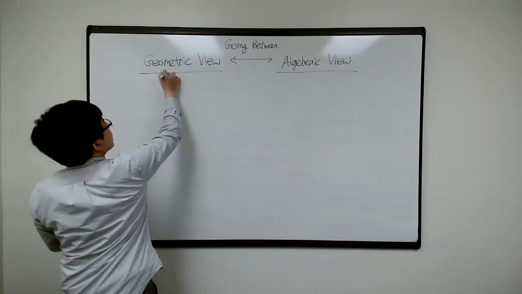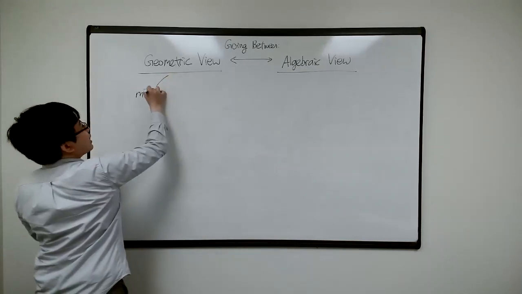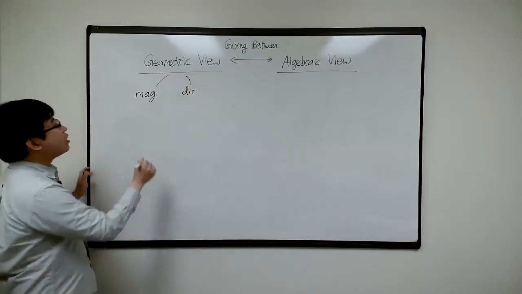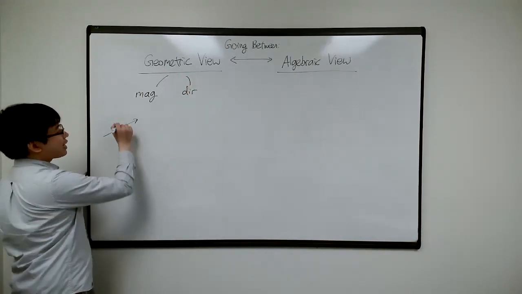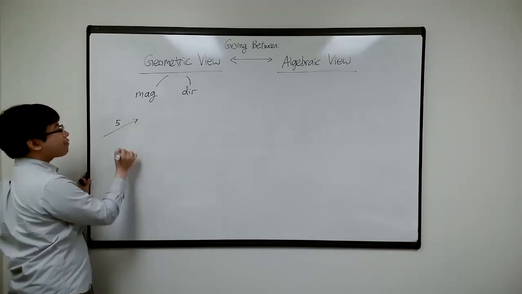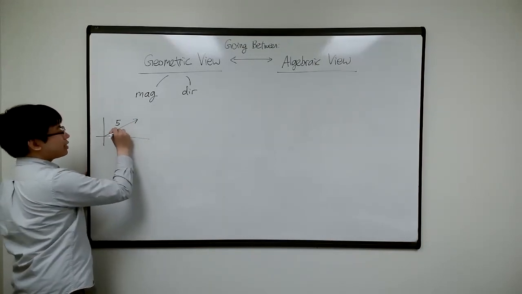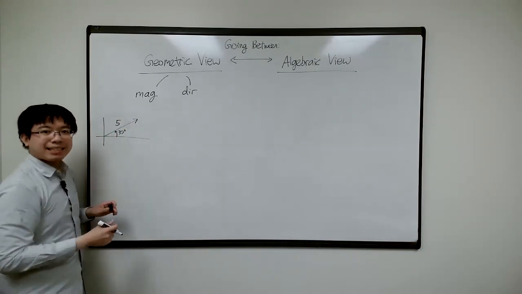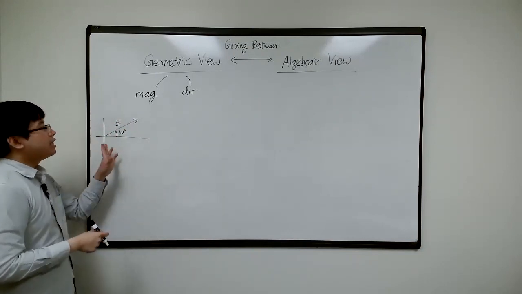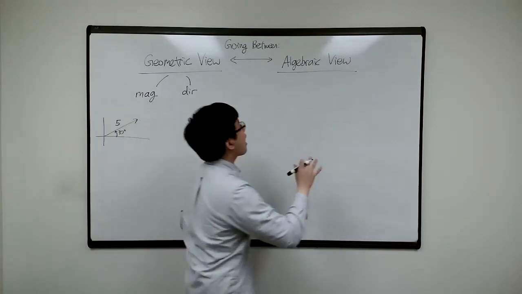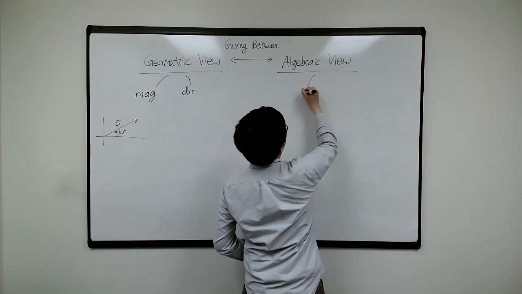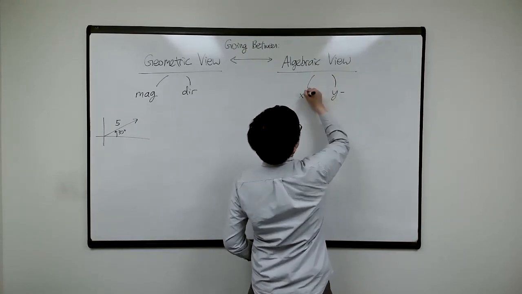Just to remind you, a geometric view means the vector is given by its magnitude and the direction. We talked about how we define that. For example, for this vector, I can say that it has a magnitude of 5 and a direction that is 30 degrees above the positive x-axis. So that's a geometric view. And then we have the algebraic view, where you just need to tell me the x and y components.